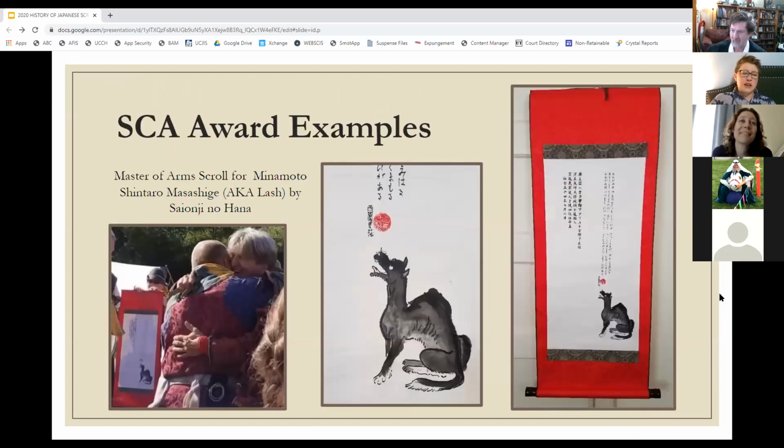This is a Master of Arms scroll for Minamoto Shintaro Masashige. This is Lash. We know Lash quite well in this kingdom. This is by Mr. Sajini Nohana. And she's got a Hanko in there too.